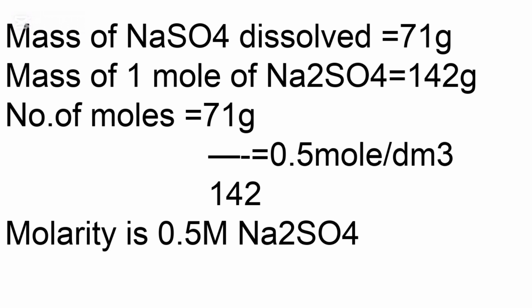And since the solution was made up to 1 liter, then it's going to be 0.5 moles per dm cubed or per liter. So we normally denote moles per dm cubed using capital M. So molarity is normally denoted using capital M, and that's why we shall go ahead and say molarity is 0.5 capital M, which we call molar of sodium sulfate.